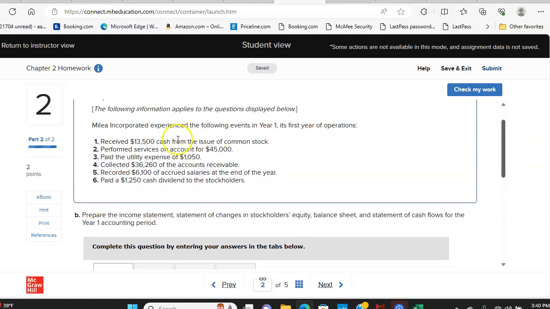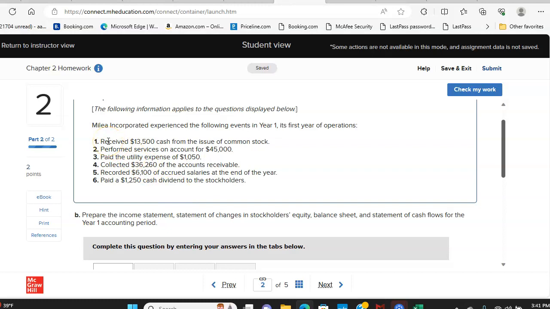So here we have the transactions that took place during year one of operations. You want to ask yourself which of these accounts will appear on the income statement. So let me ask you a question. What type of accounts appear on the income statement? If you said revenue and expense accounts, you are correct. So now you must identify which of these transactions impact a revenue account and which ones impact an expense account.